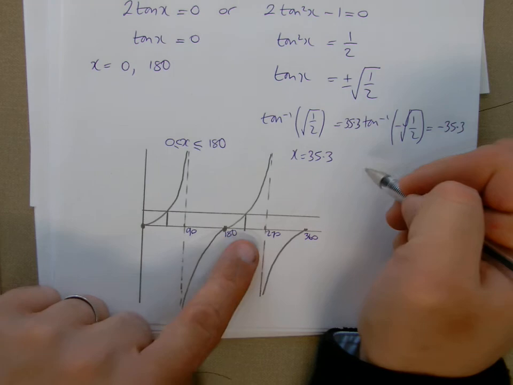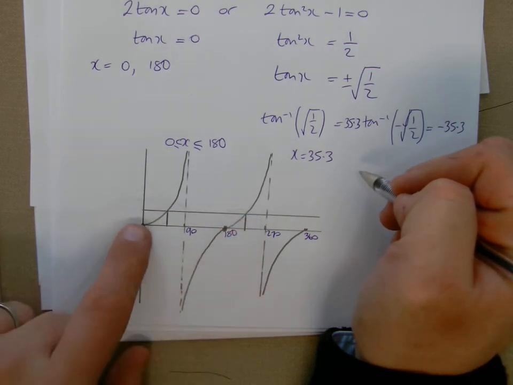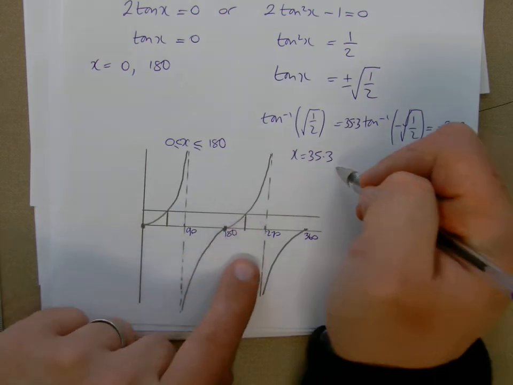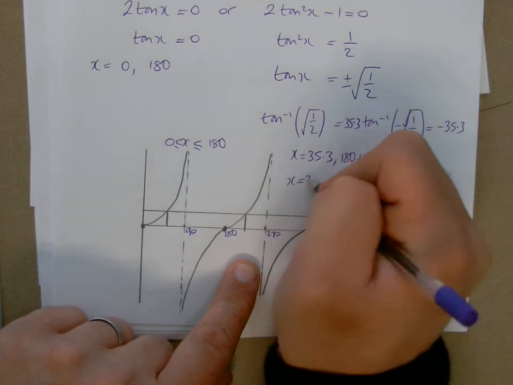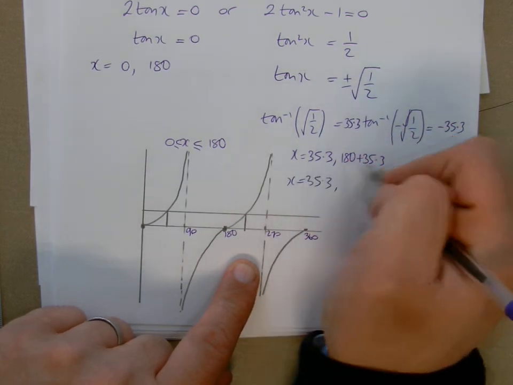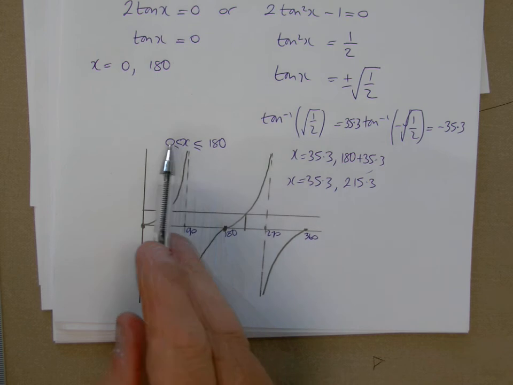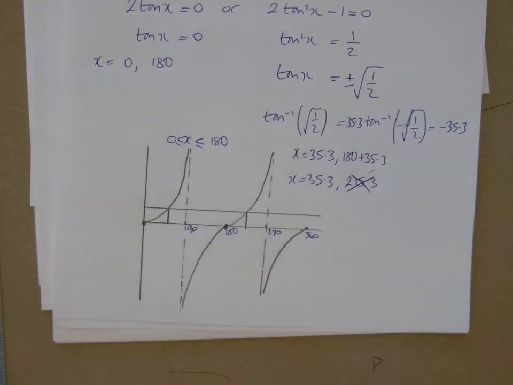And of course, to get that one there, we need to realize it's a shift from 180. There we've gone from 0 to 35. Now we've gone from 180 and we're adding on 35.3. And that will be 215.3. But of course, let's remember now, we only want the results between 0 and 180. So that one doesn't count, right? We don't want that one.